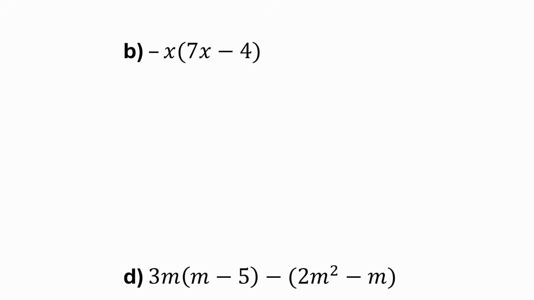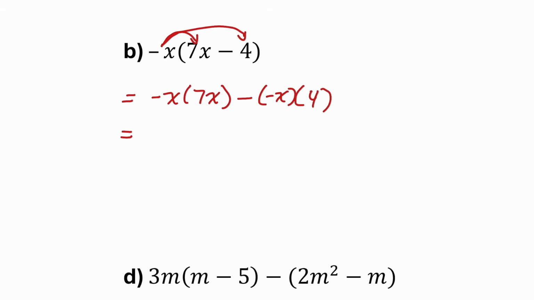This time I have a negative x that has to be multiplied by 7x. Then I keep this operation of minus and do the negative x times 4. Simplifying both the products, negative x times 7x. Well, let's do the constant factors first. This is like a negative 1 times 7, which is negative 7. And the x times x, I keep the x and add the exponents of 1 plus 1 to get 2. So the first product is negative 7x squared.